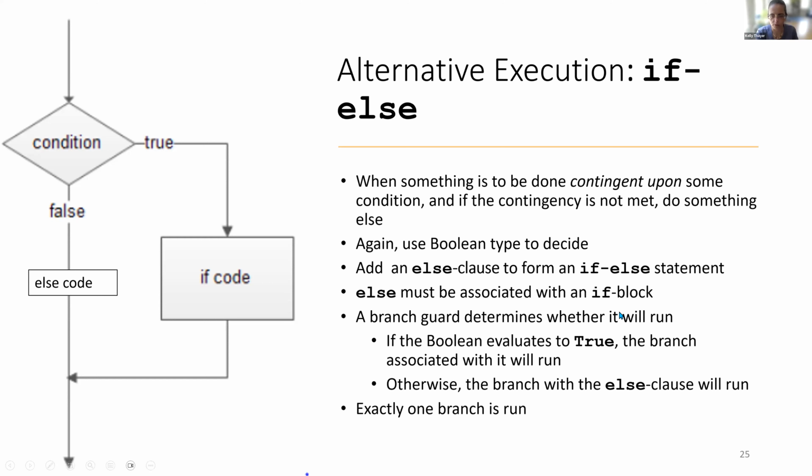A branch guard determines whether it will run. If the Boolean evaluates to true, the branch associated with it will run. Otherwise, the branch with the else clause will run. Exactly one branch will run. You can't be true and false at the same time, so either one or the other is what you get.